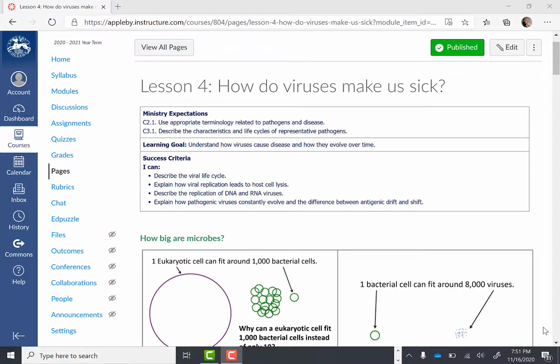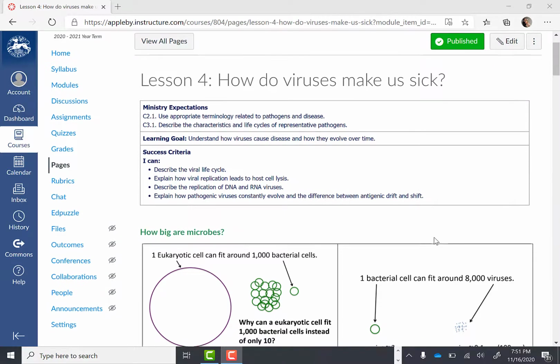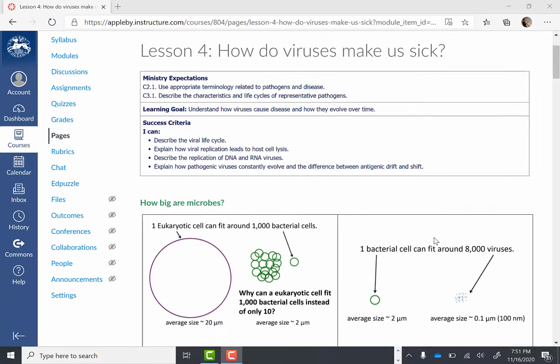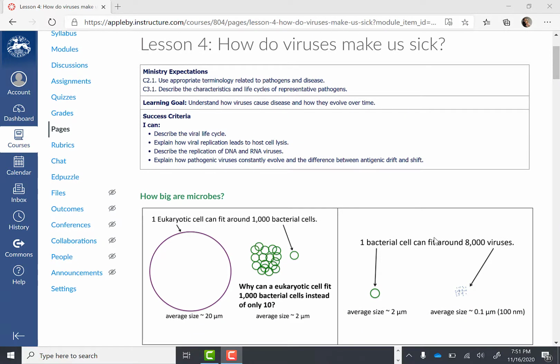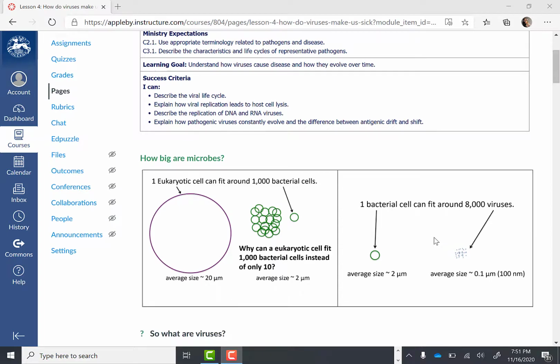Hi everyone. This is a quick overview of lesson 4 and some of the main content in it. In this lesson, we're looking at how viruses make us sick. So we're going to go over the viral structure as well as the viral life cycle, and then talk about how viruses can change over time.